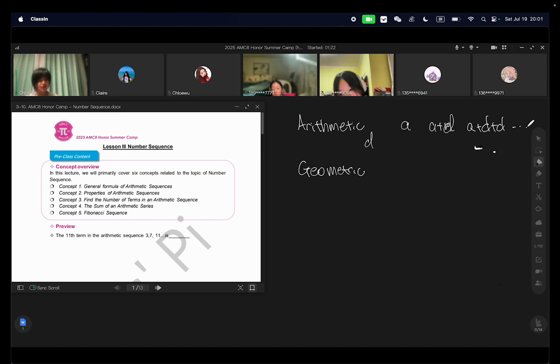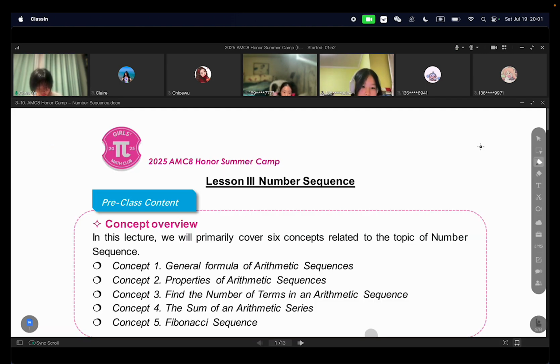And for geometric, it's basically the same thing. Instead of an interval, you have something like a ratio, so we can say that it's r. The first number will also be a, and the next number will be a times r, and then the next number will be a times r times r, all the way until the end. But today we're mainly going to be talking about arithmetic sequences, and we'll also be going through some of the general formulas and properties as we go on. But firstly, let's do the preview questions.